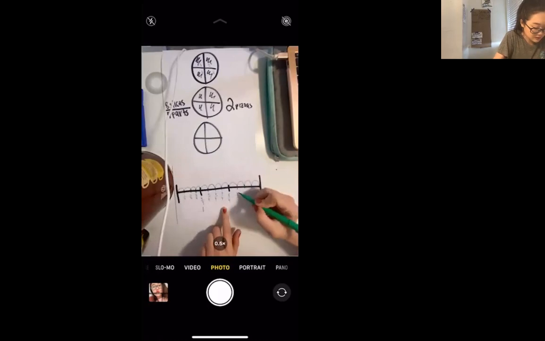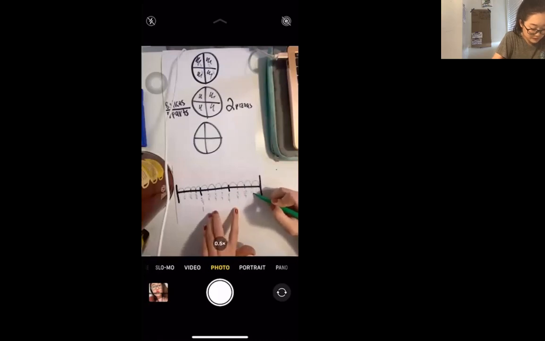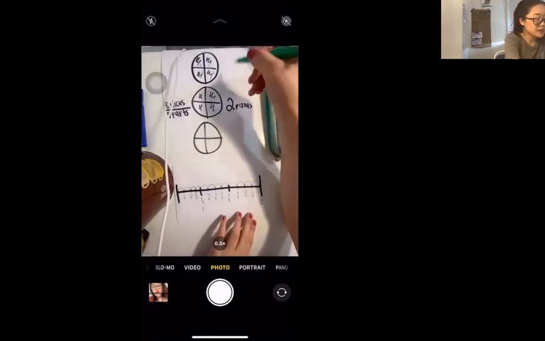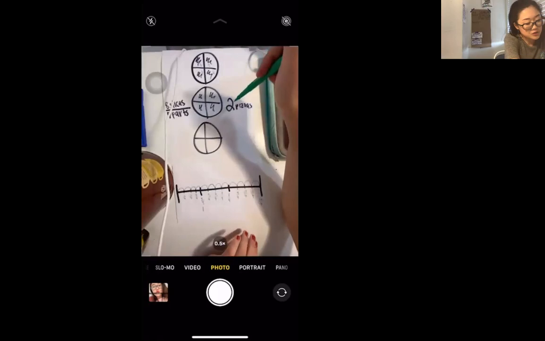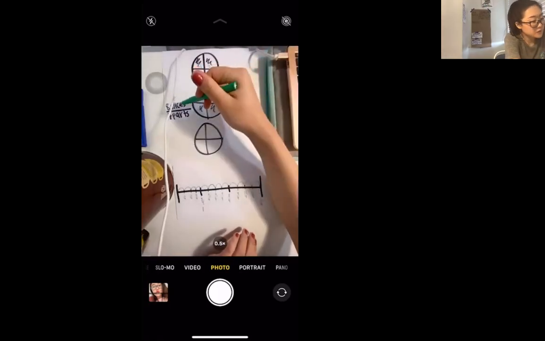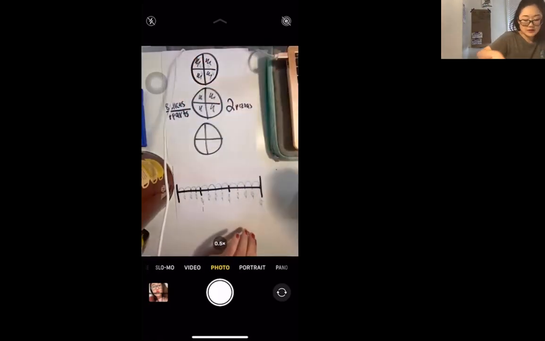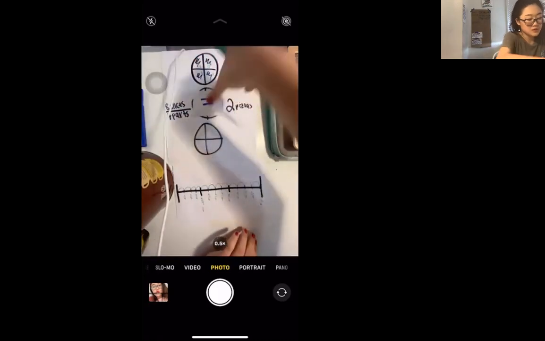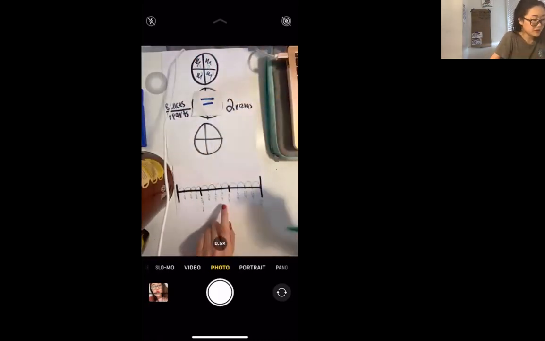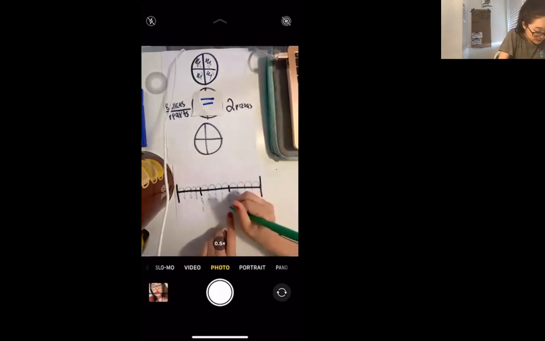Here's the big number. 8/4, 9/4, 10/4, 11/4, and 12/4. Now, we established here that she ate 2 whole pizzas. 8 over 4 is equal to 2 pizzas. So we know that 8 over 4 is 2.